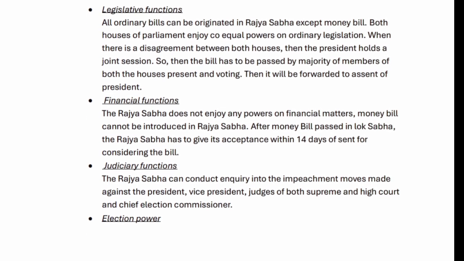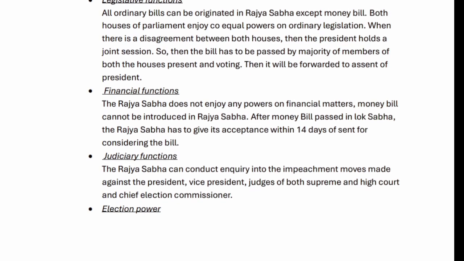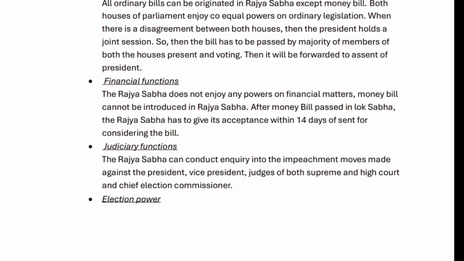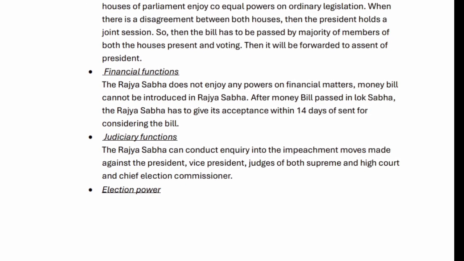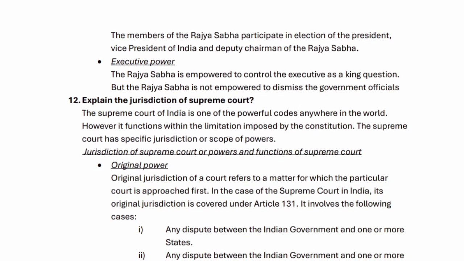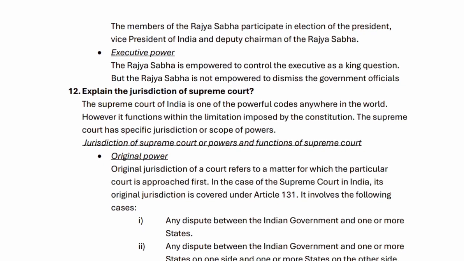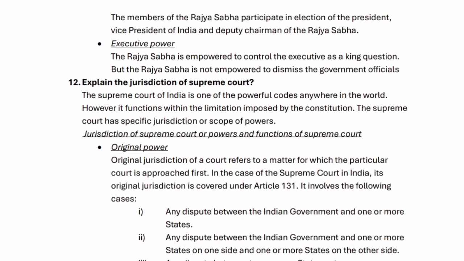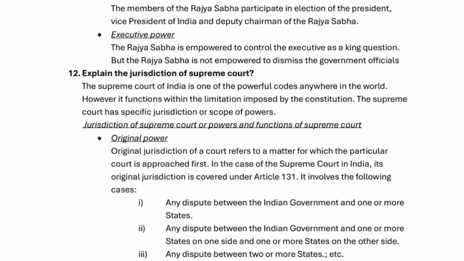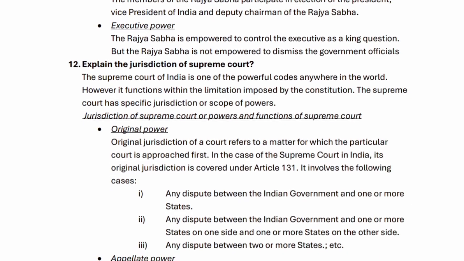The Rajya Sabha can conduct inquiry into the impeachment moves made against the President, Vice President, judges of both Supreme and High Court and Chief Election Commissioner. Election power. The members of the Rajya Sabha participate in election of the President, Vice President of India and Deputy Chairman of the Rajya Sabha. Executive power. The Rajya Sabha is empowered to control the executive by asking questions. But the Rajya Sabha is not empowered to dismiss the government officials.